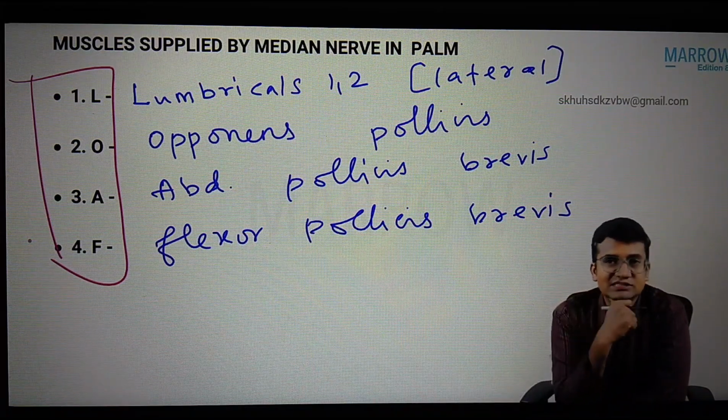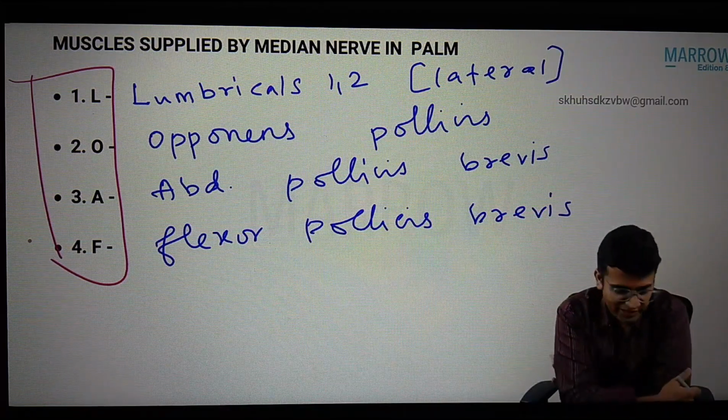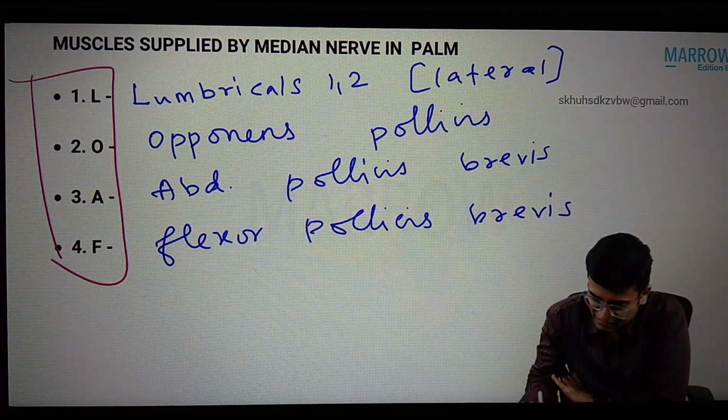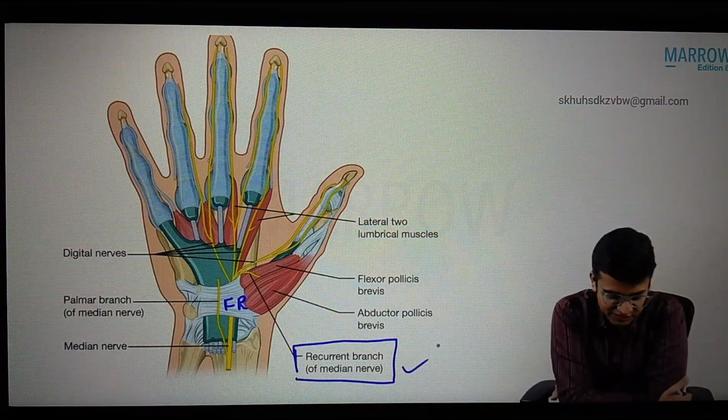All the remaining muscles in the palm are supplied by the ulnar nerve. Only 4 muscles are supplied by the median nerve in the palm. Okay. So now we know the muscles supplied by the recurrent branch.